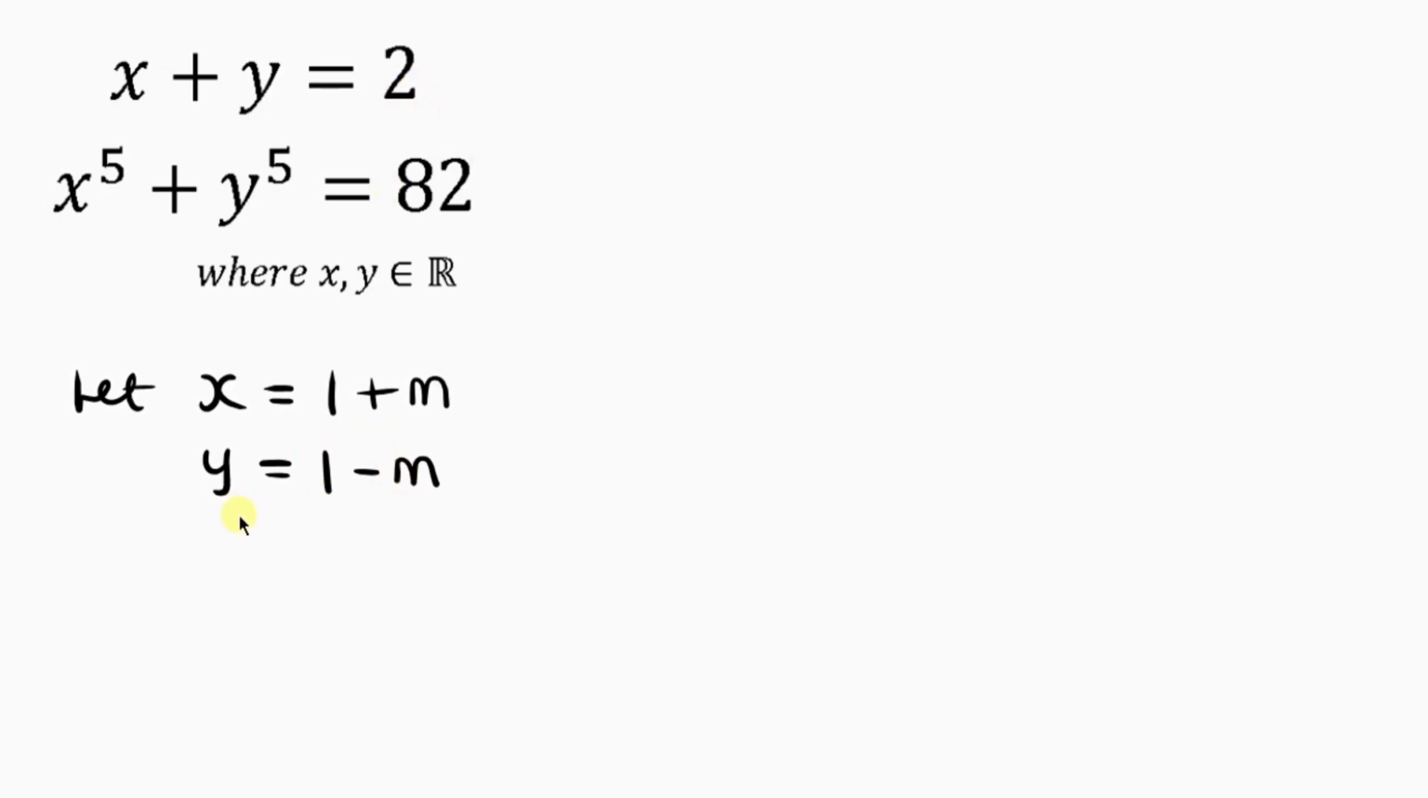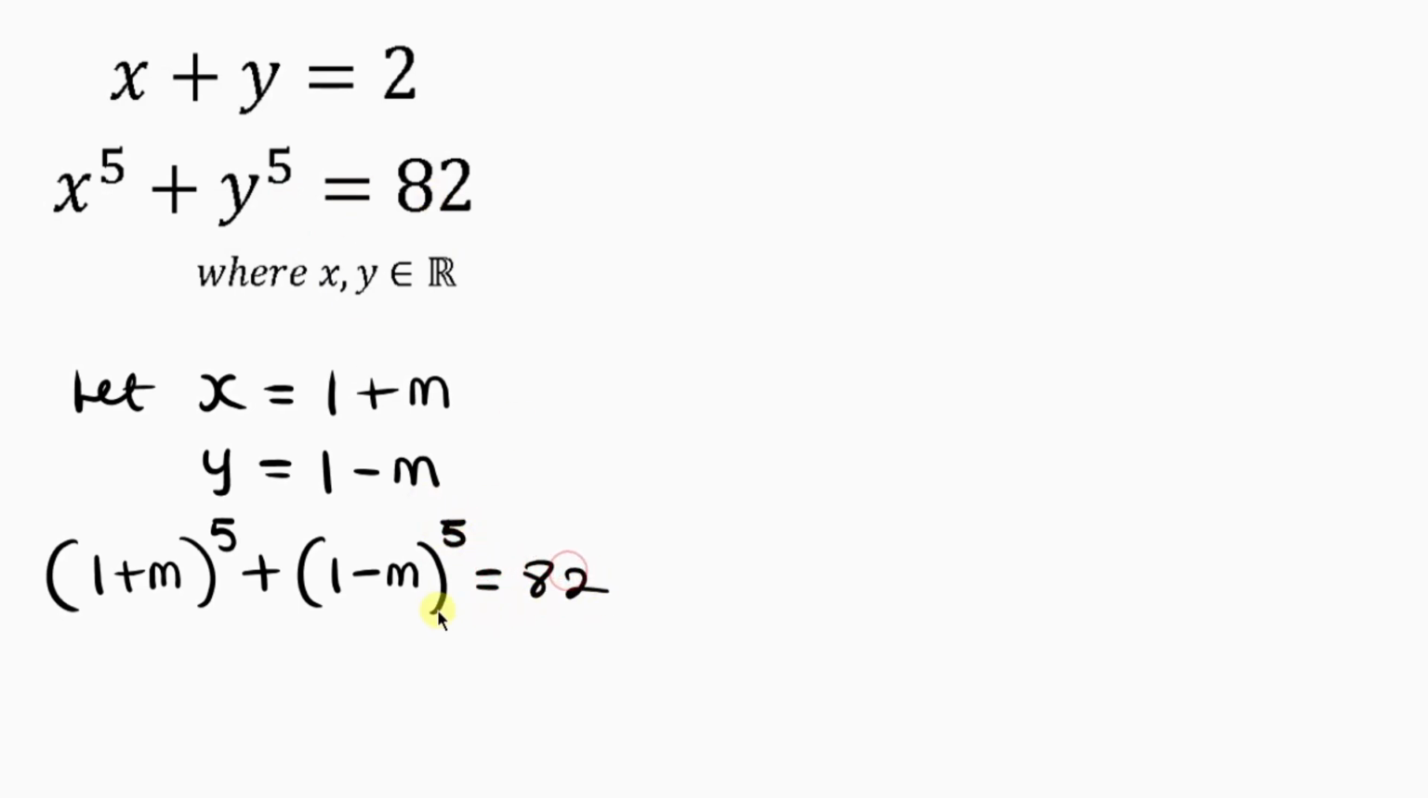So our next step is to substitute this into equation 2. So in equation 2, I have x to the power of 5. So I'm going to be writing 1 plus m, which is x to the power of 5, plus y to the power of 5. So I'm going to be substituting 1 minus m for y to the power of 5, equal to 82.